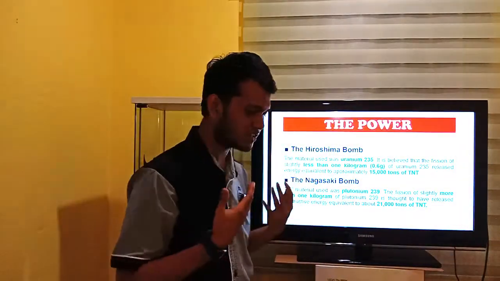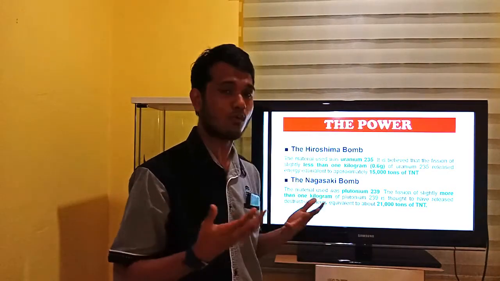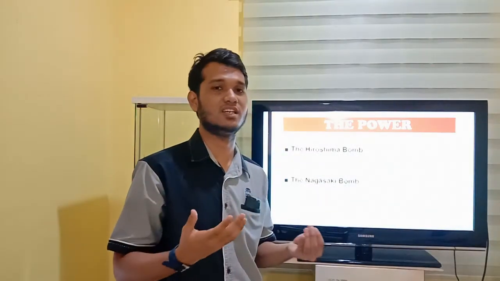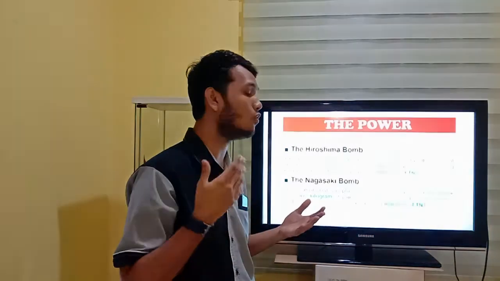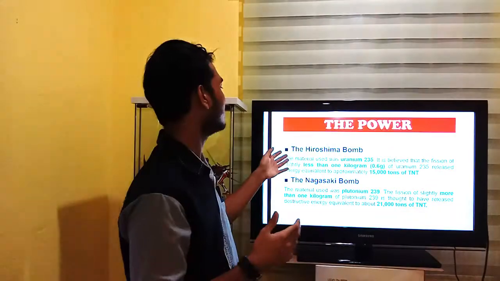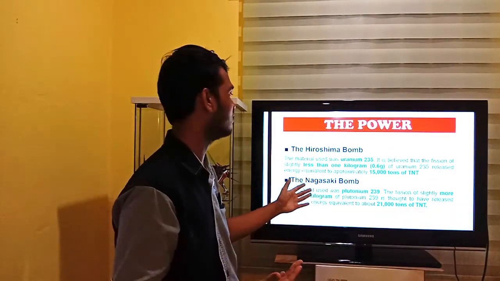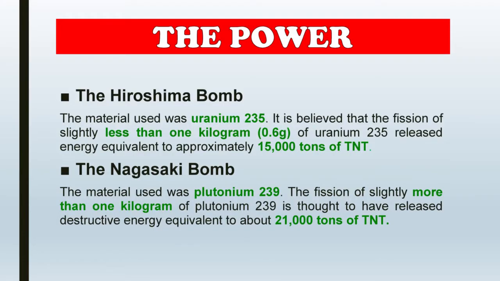Okay, so what is the power? How powerful is it? We never saw it, but we always heard about power. Okay, the Hiroshima bomb, let's take a look. The material used was uranium-235. It is believed that the fission of slightly less than 1 kilogram, which is 0.6 gram of uranium, released energy equivalent to approximately 15 kilotons of TNT.